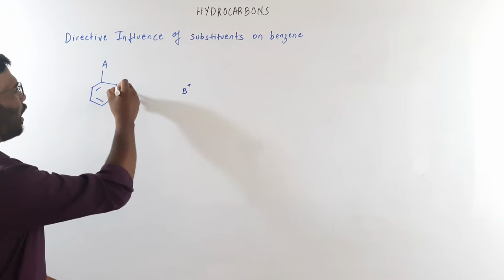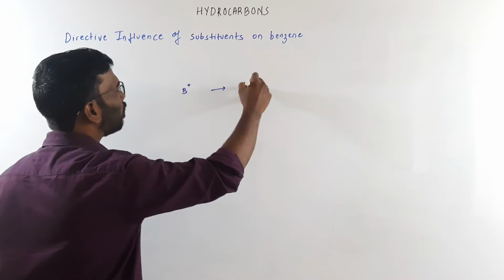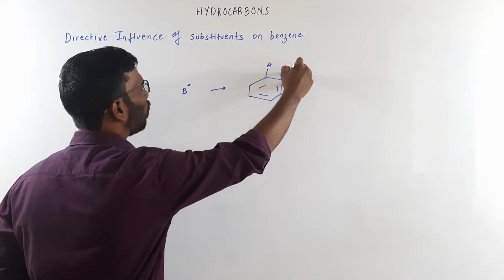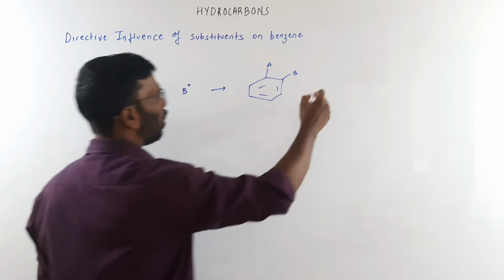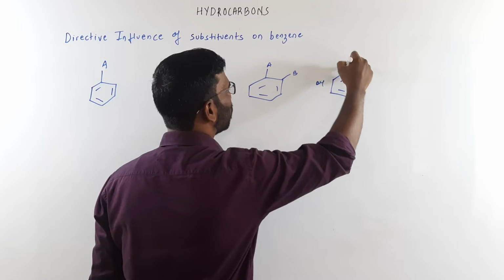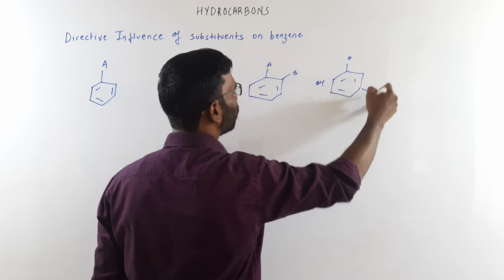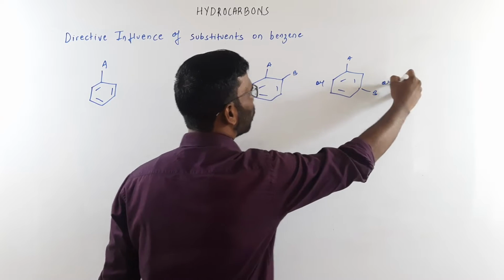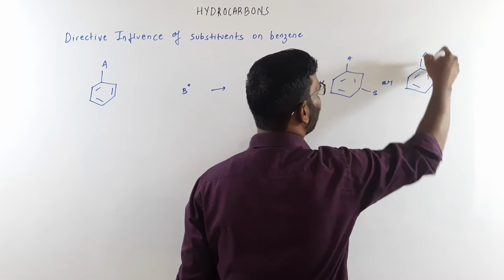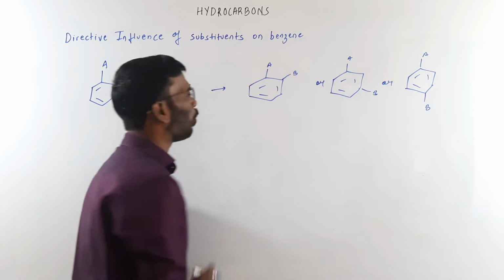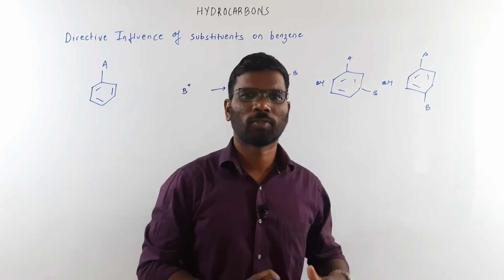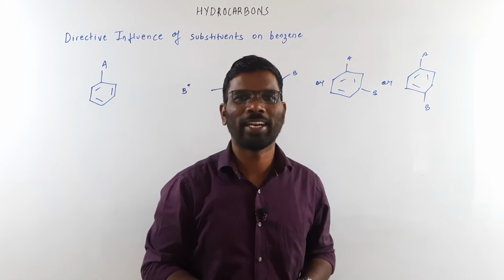The possibility is that it can go over here. The possibility is that B can get substituted over here, or B can get substituted over here, or there is this possibility, B can get substituted over here. These are the possibilities.